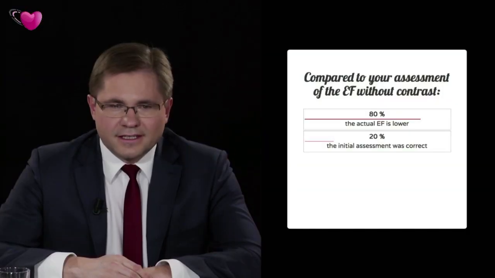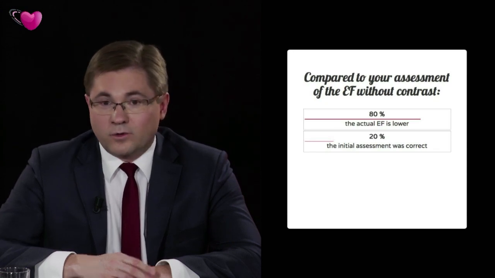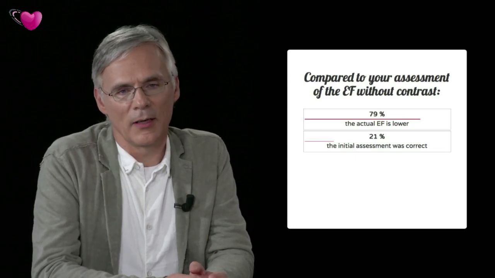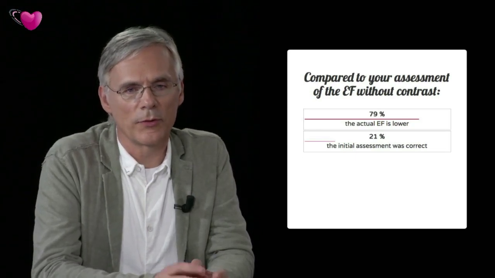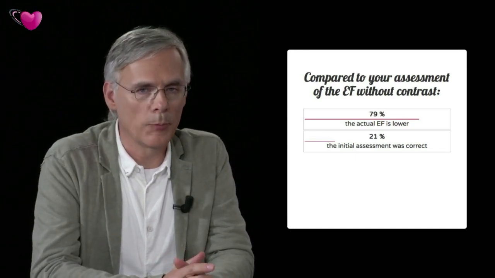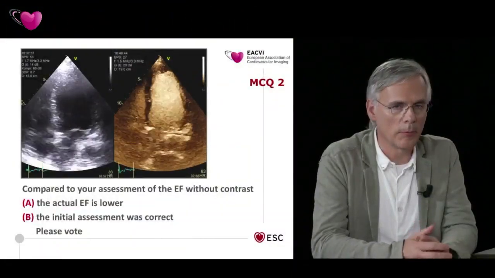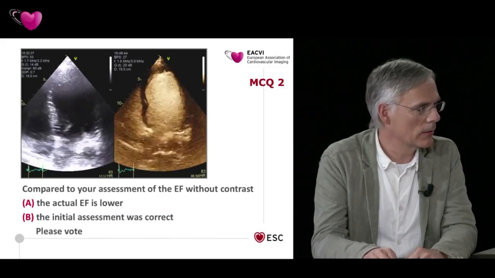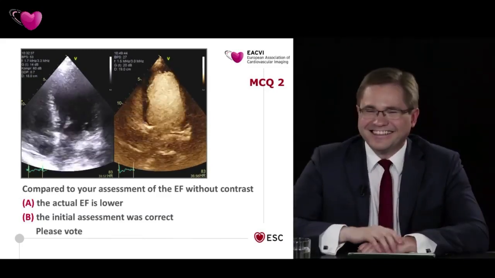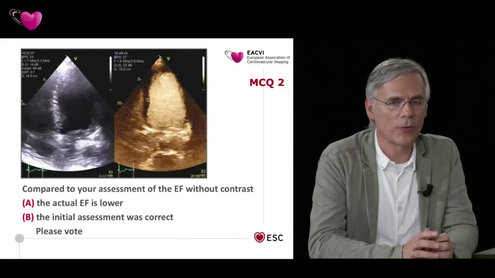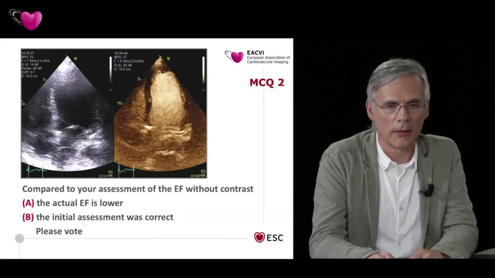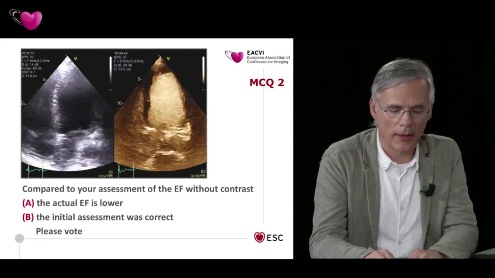And the majority of our viewers believe that the actual ejection fraction is lower now that they have seen the contrast-enhanced image. So I think what this example shows is that we can improve not only image quality, but reduce inter-reader variability. We need to tell them whether they were right. Yes, the right answer is the ejection fraction was below 30%. And so the actual ejection fraction is lower, answer A.